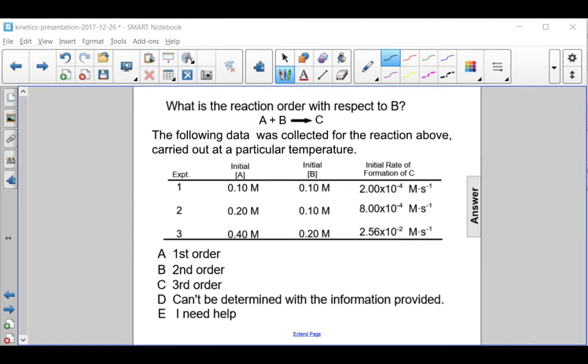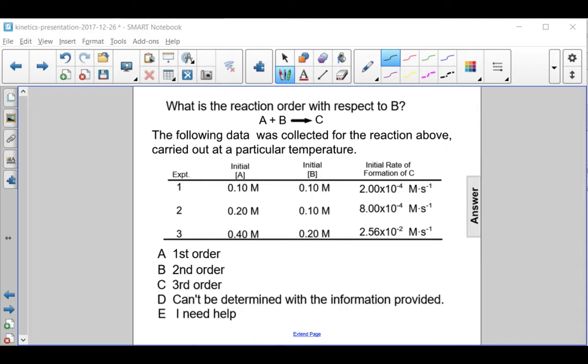What is the reaction order with respect to B, given the reaction of A plus B producing C, and a set of data for 3 experiments carried out at a given temperature, where we vary the concentrations of A and B and see what the effect on the rate of the reaction is.